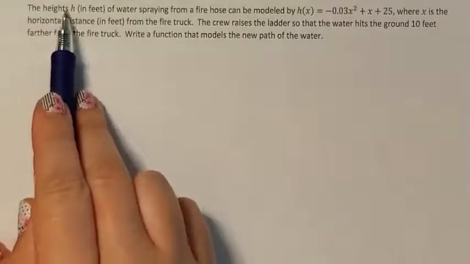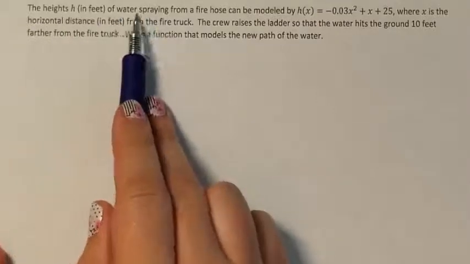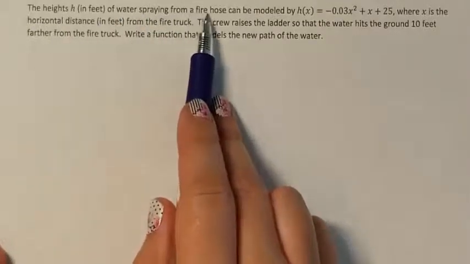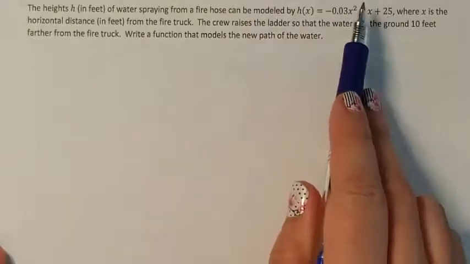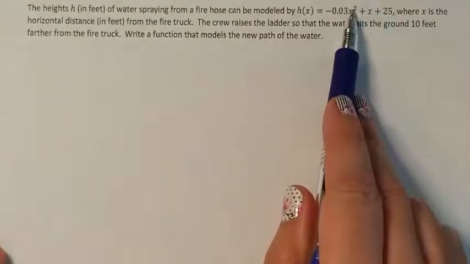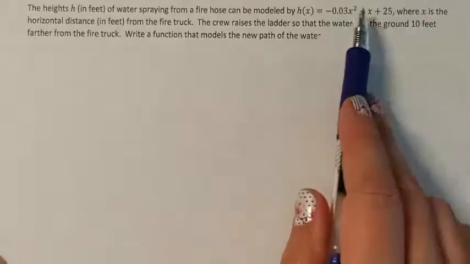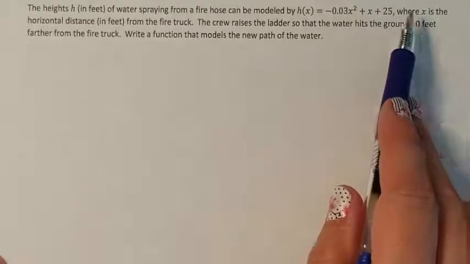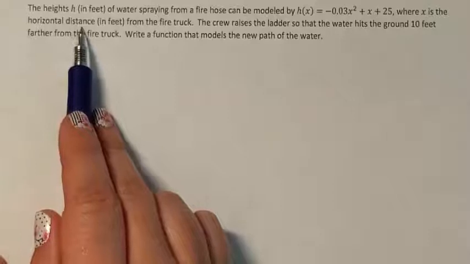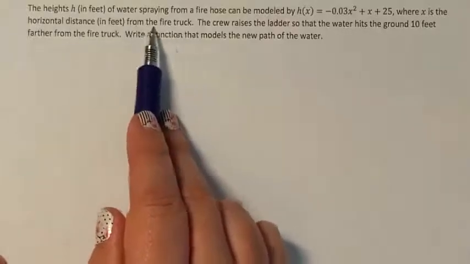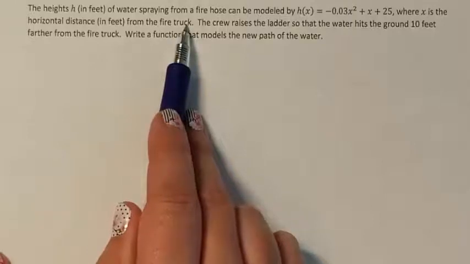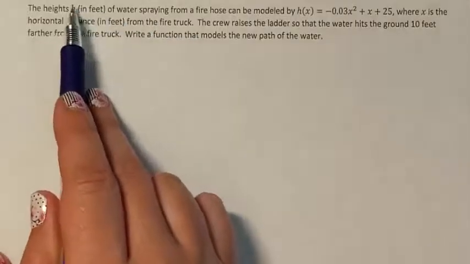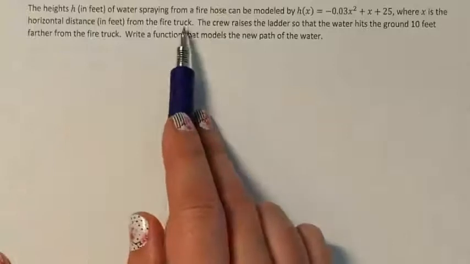So we have the height h of water spraying from a fire hose, which can be modeled using this quadratic function. Why do I know it's quadratic? The highest exponent is a 2, which means it's quadratic. The x's right here represent the horizontal distance in feet from the fire truck. So that tells us how far away it is from the fire truck on the x-axis, while h tells us how high it was using the y-axis.